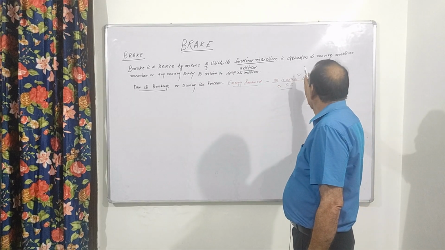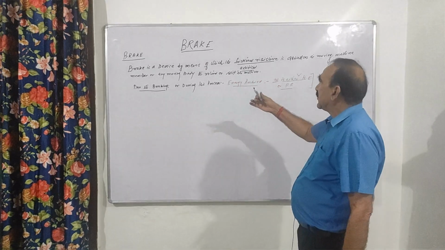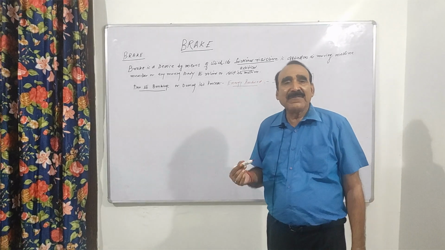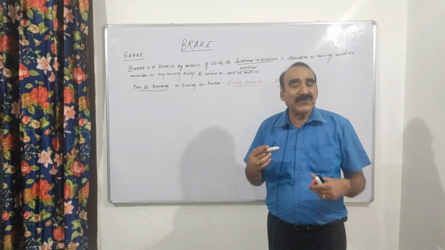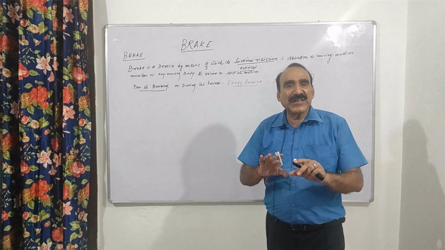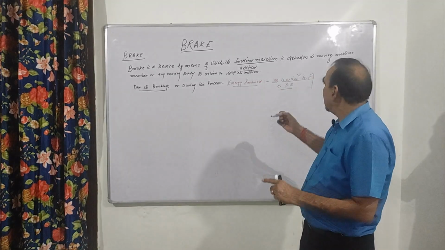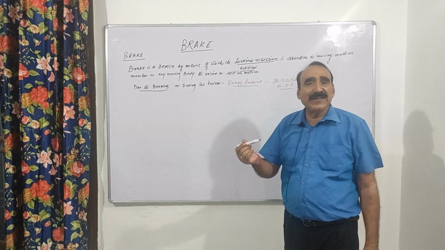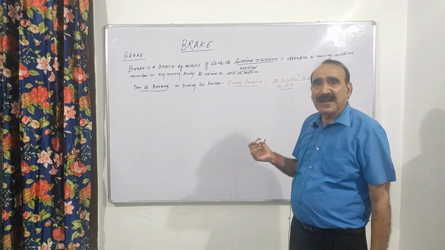So kinetic energy में क्या होगा? There is a change in kinetic energy, because when a body is moving, it is moving with a certain velocity, and when we apply the brake, what happens? Its velocity is reduced. When its velocity is reduced, there is a change in kinetic energy, and this change in kinetic energy is being absorbed by the brake, right?